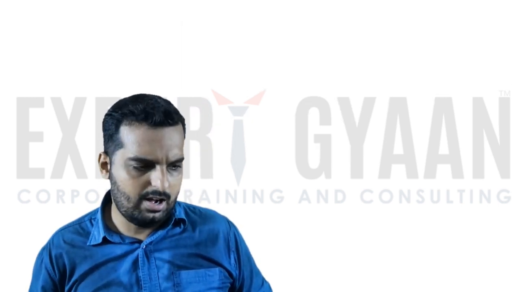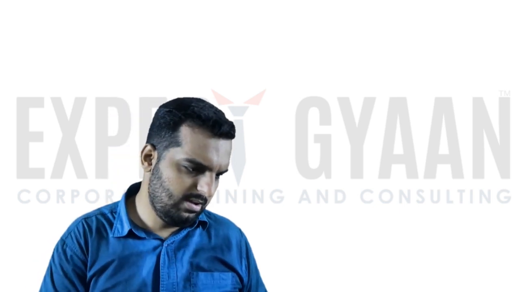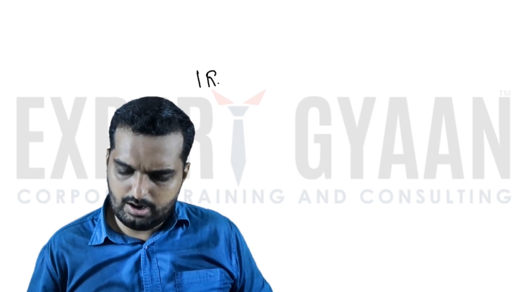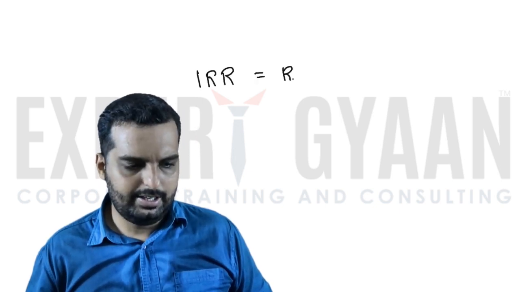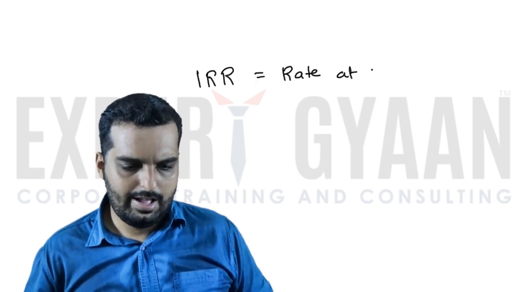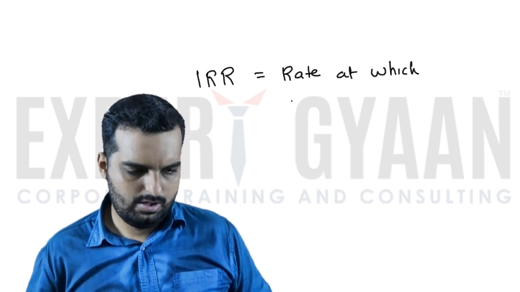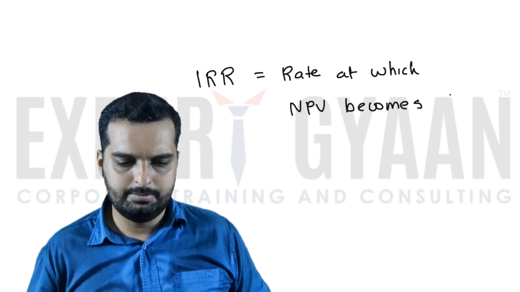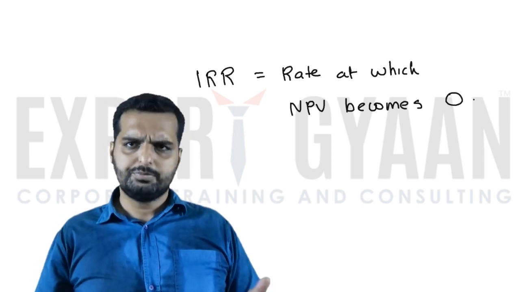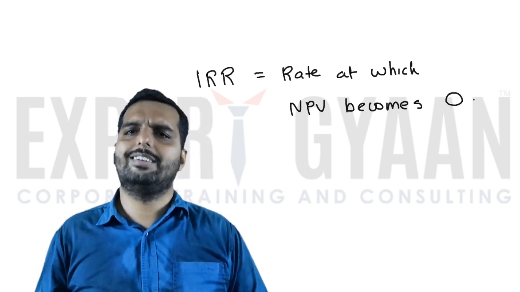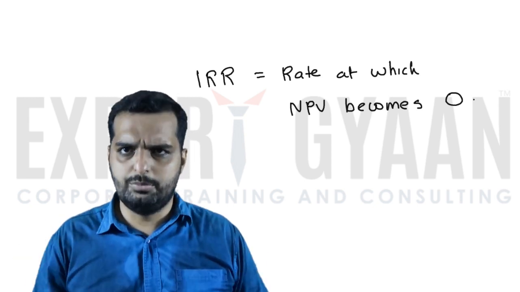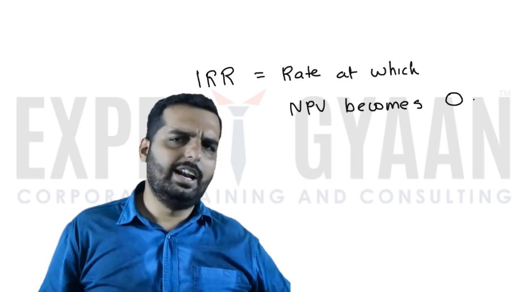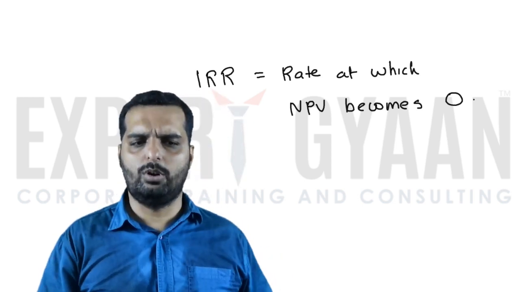Friends, IRR is nothing but the rate at which NPV becomes zero. Or ideally, whatever is the rate at which NPV becomes zero, such a rate is what we call IRR. Let us try doing a very simple example on this.